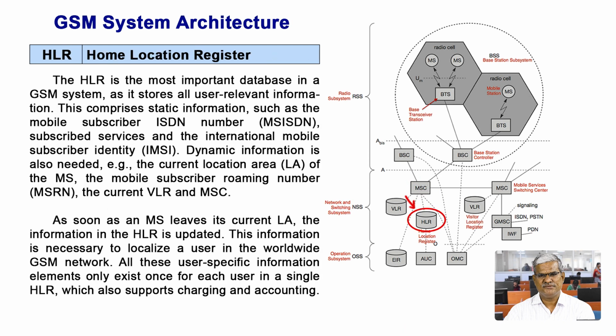The HLR is the most important database in a GSM system as it stores all user relevant information. This comprises static information such as the mobile subscriber ISDN number, subscribed services, and the International Mobile Subscriber Identity, IMSI. Dynamic information is also needed, for example the current location area LA of the MS, the mobile subscriber roaming number MSRN, the current VLR and MSC. As soon as a mobile station leaves its current location area, the information in the HLR is updated. This information is necessary to localize a user in the worldwide GSM network. All these user specific information elements only exist once for each user in a single HLR, which also supports charging and accounting.